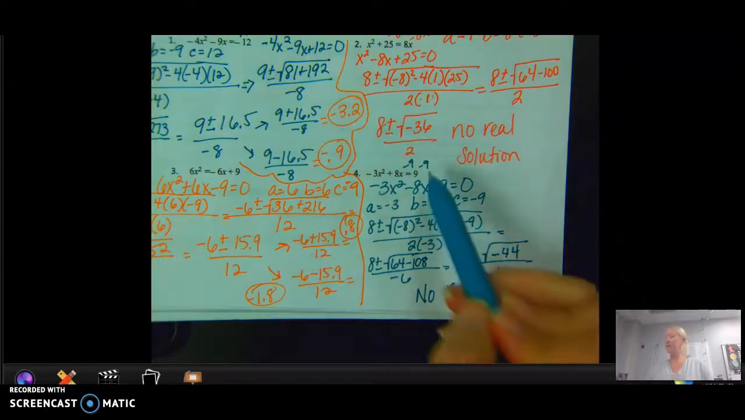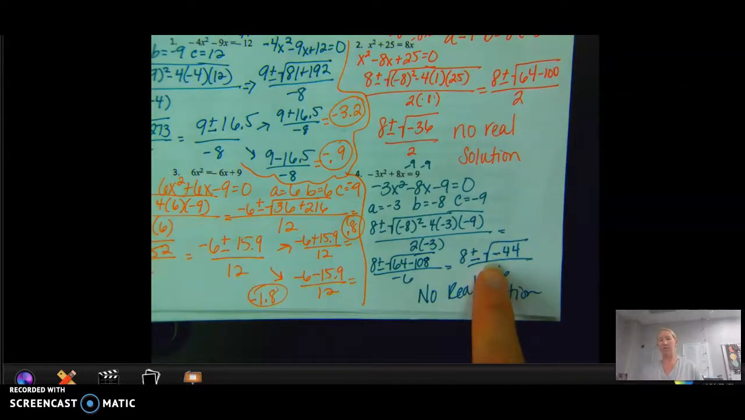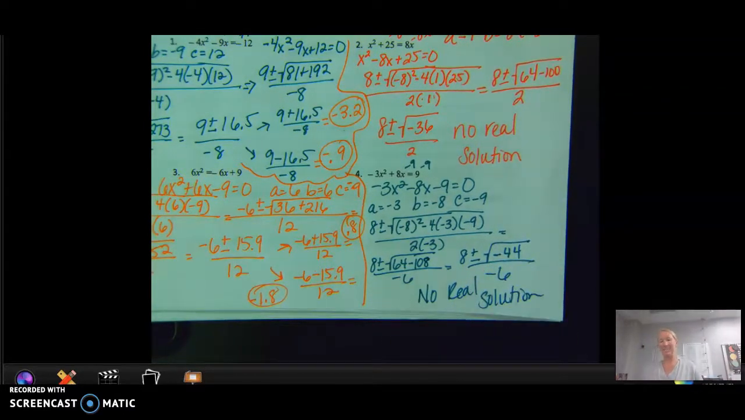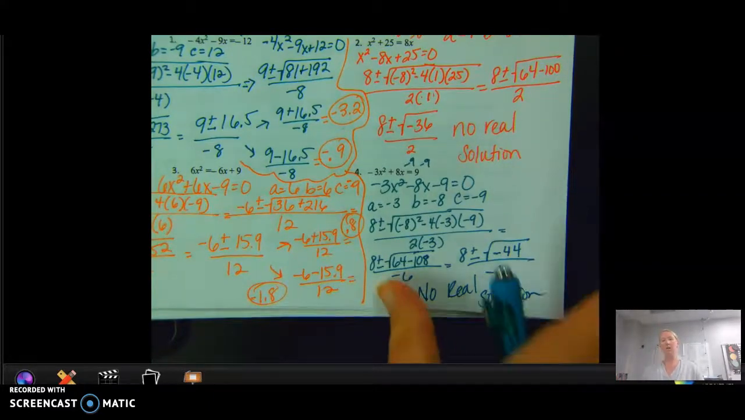First thing I had to do is move over the 9, so I subtracted it from both sides. I wrote down my A, my B, and my C, and then I went ahead and plugged them in. When I plugged them in, it reduced down to 64 minus 108 under the radical. When I do 64 minus 108, I get negative 44, but I cannot take the square root of that negative number, so we have no real solutions on that.